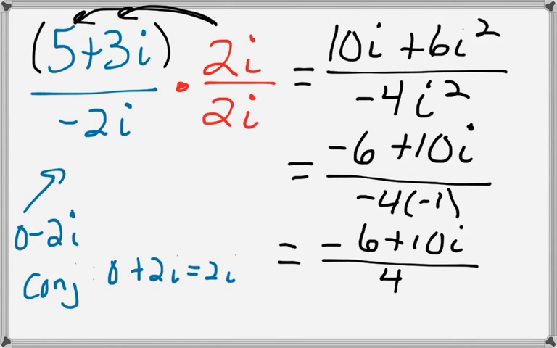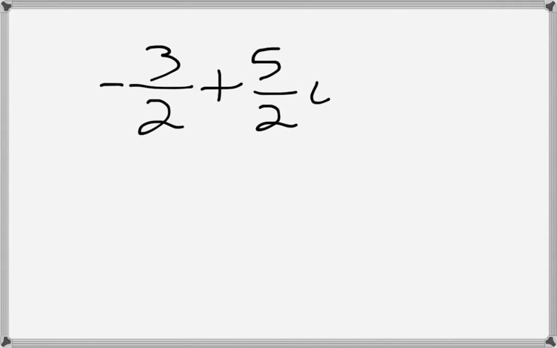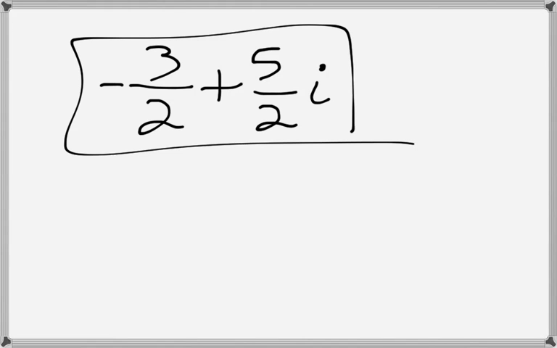And again, this is not standard form. This is a big fraction. Standard form is a plus bi, so we need to split it up. And one of the reasons for that is because then we can simplify. So I'm running out of room. But this would be negative 3 halves plus 5 halves i. And that's in standard form because it's a number plus a number times i.